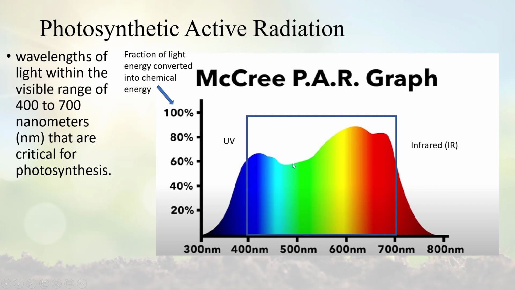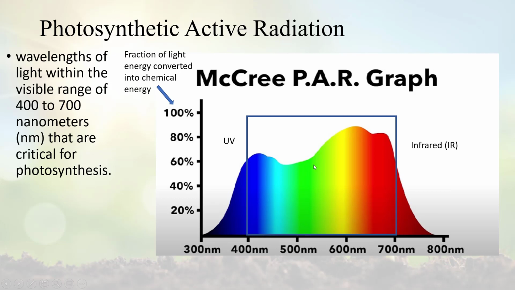But you can also see that all these other colors or wavelengths of light are also utilized by our plants and get converted into chemical energy, or ultimately into glucose, right? Now, this McCree PAR graph gave rise to the idea of photosynthetically active radiation, and that's what PAR stands for. And for a number of years, we've taken that to be wavelengths between 400 and 700 nanometers as the important wavelengths for photosynthesis, right?